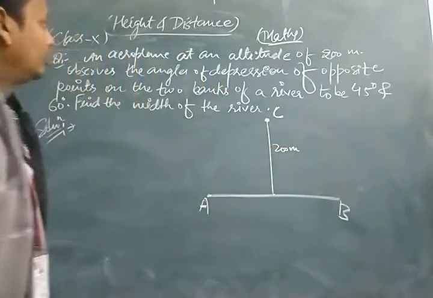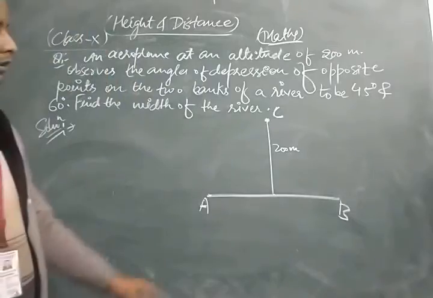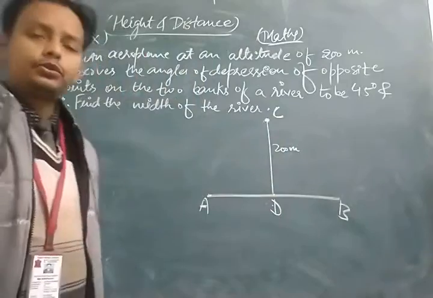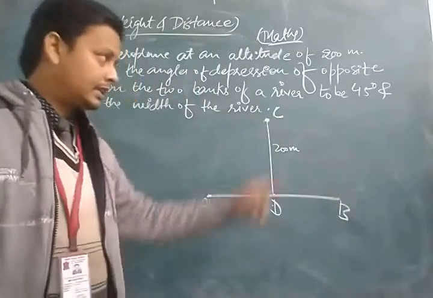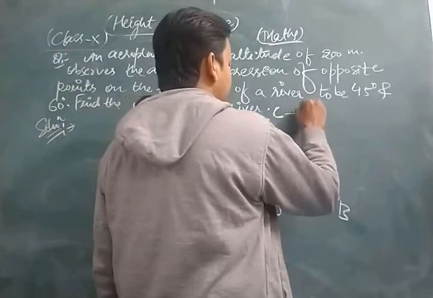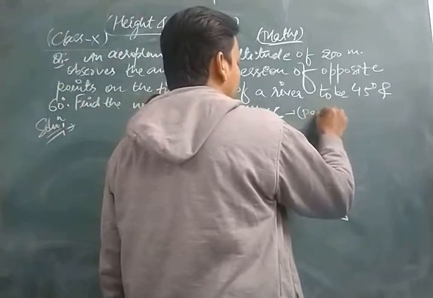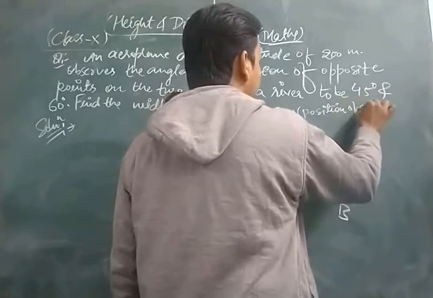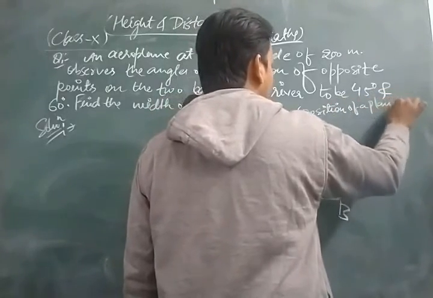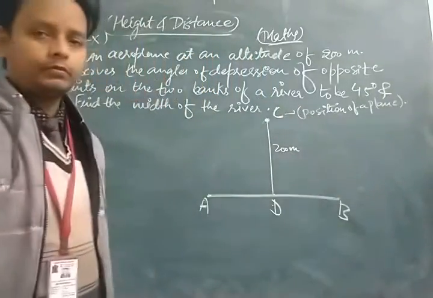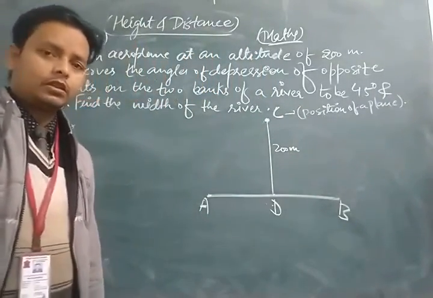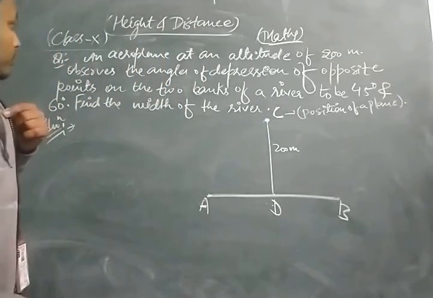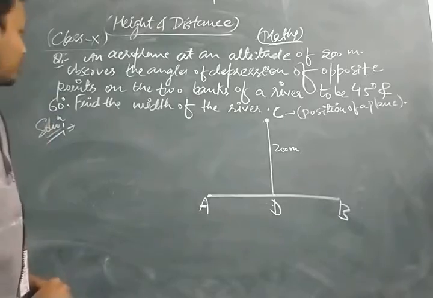Now look. An aeroplane at an altitude C, A, B, C. C is the position of the plane. Okay, dear students, now look. So observe the angle of depression of two opposite points on the two banks.